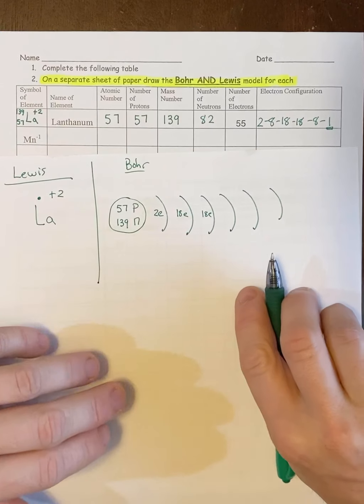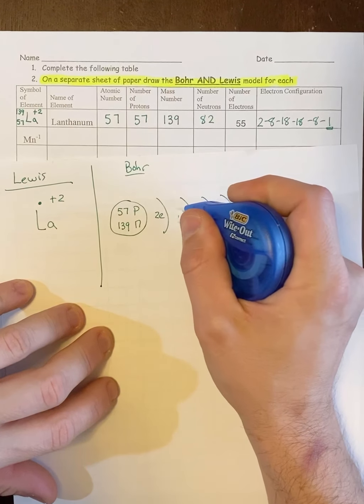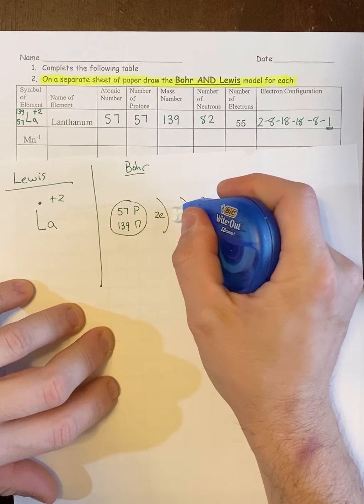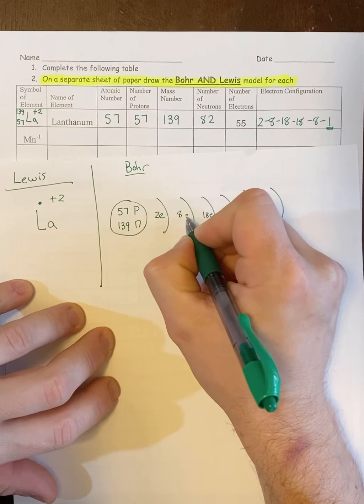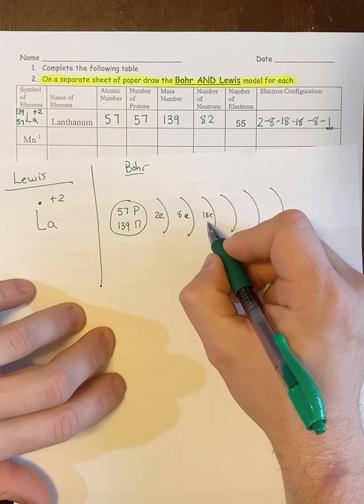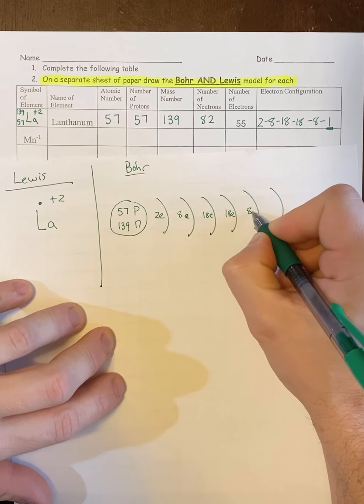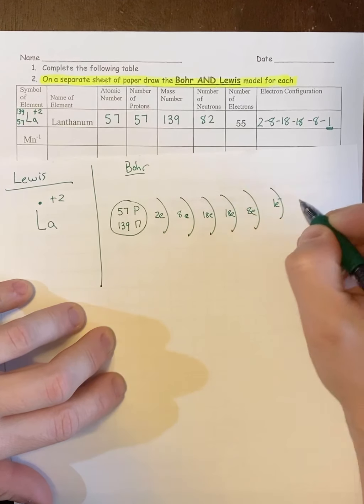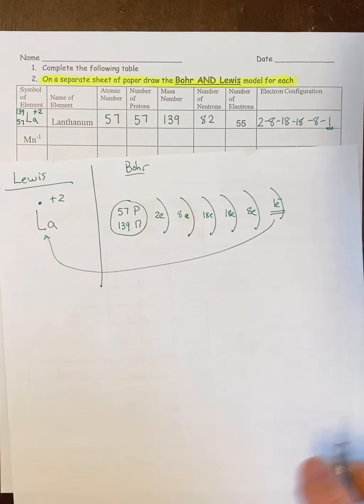Oh, I made a mistake. So let's fix that real quick. So my second orbital has 8. My third has 18. Then another 18. Then an 8. And then finally a 1, which is your valence electron, which is why that problem only has 1 dot. All right, and so that is your Bohr and Lewis.